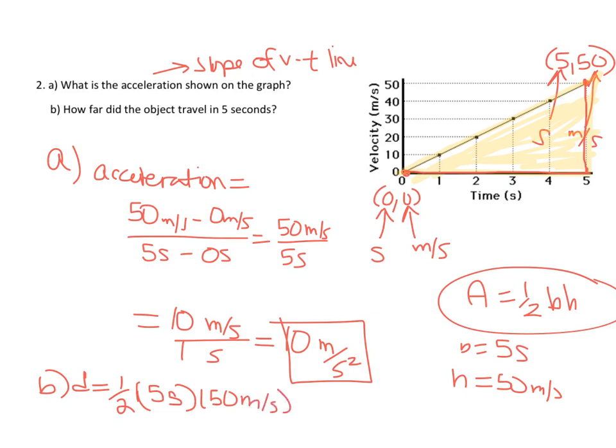You'll notice that seconds and seconds are going to cancel out because one of them is on the bottom of the fraction. If I multiply this whole thing out, I get 125 meters is left over, which is good because I wanted a distance, how far, and so I did get the right units in the end. So that is my answer for that one.